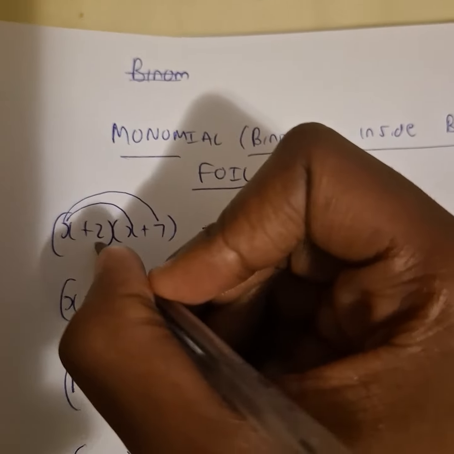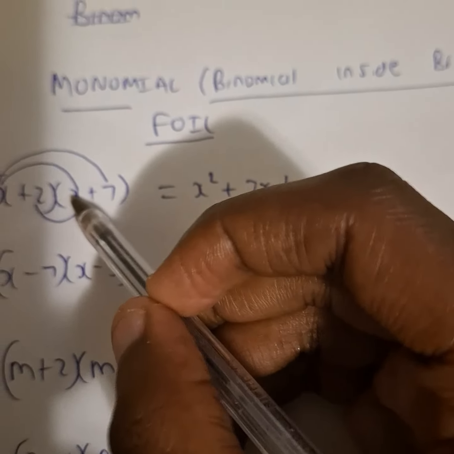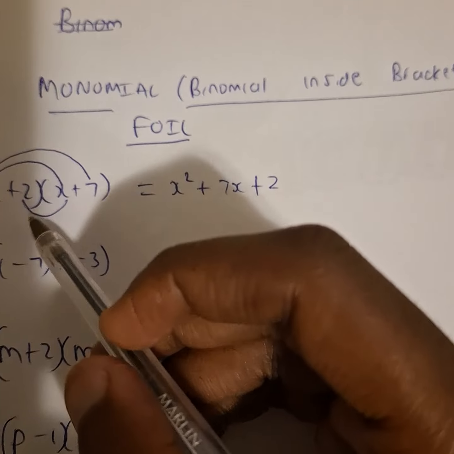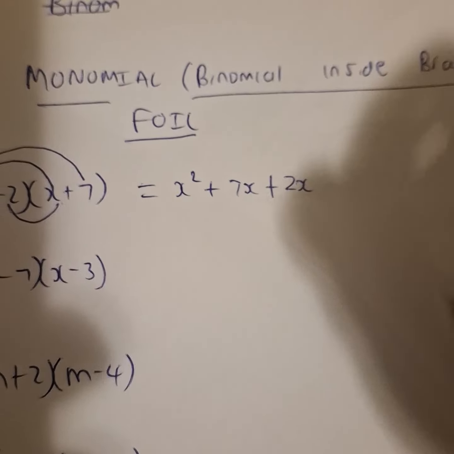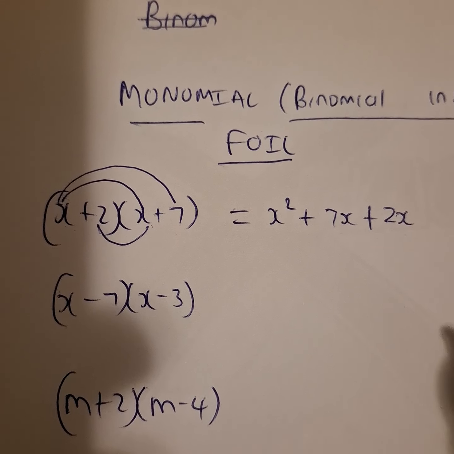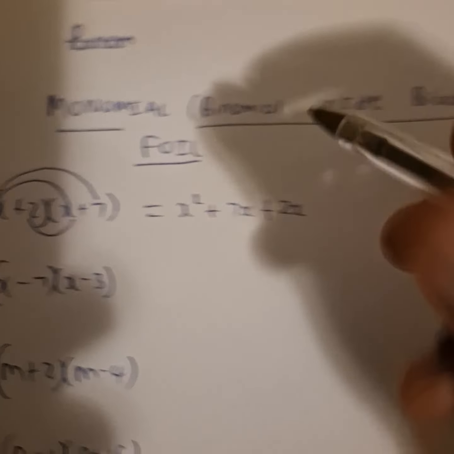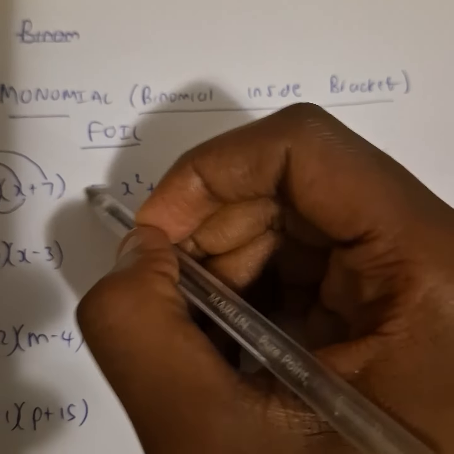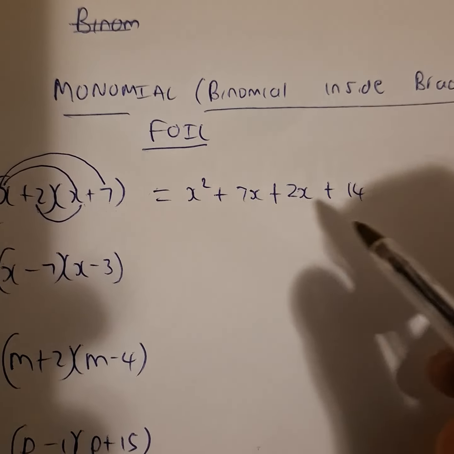Then we multiply the inner terms. A positive times a positive is a positive. 2 times 1 gives us 2 with the number, and then the letter x, which is just going to be combined because multiplication combines a letter and a number. Then the last terms, 2 times 7, positive times a positive is a positive. 7 times 2 is 14, and there's no letter, so therefore we leave it as such.